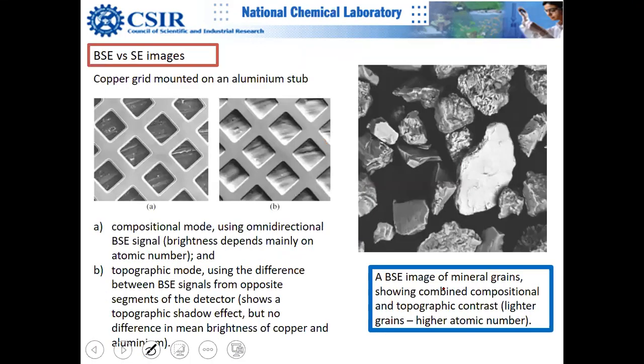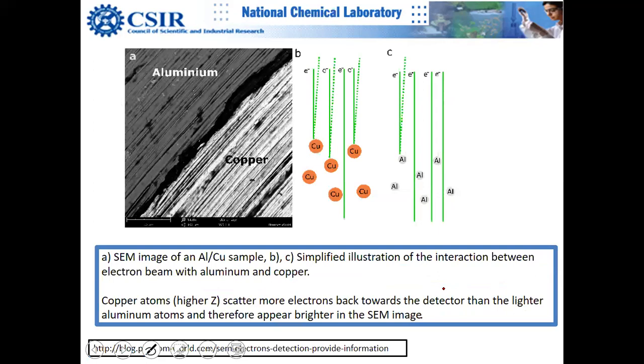I have some beautiful slides for you. Look at this. You have a case where you have aluminum and copper. There is a vast difference between the atomic number of aluminum, which is 11, and copper, which is 29.